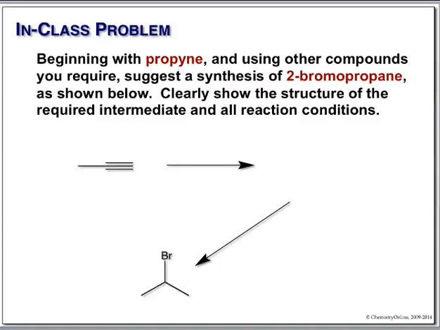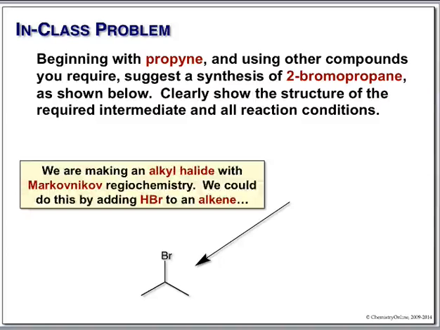How many ways do you know to make alkyl bromides with the bromine attached to the carbon that would give the most stable carbocation? That is Markovnikov. You know one. That's the addition of HBr to an alkene. So you look at this and you say, alkyl halide, Markovnikov regiochemistry. You could do this if you had an alkene and you simply added HBr.